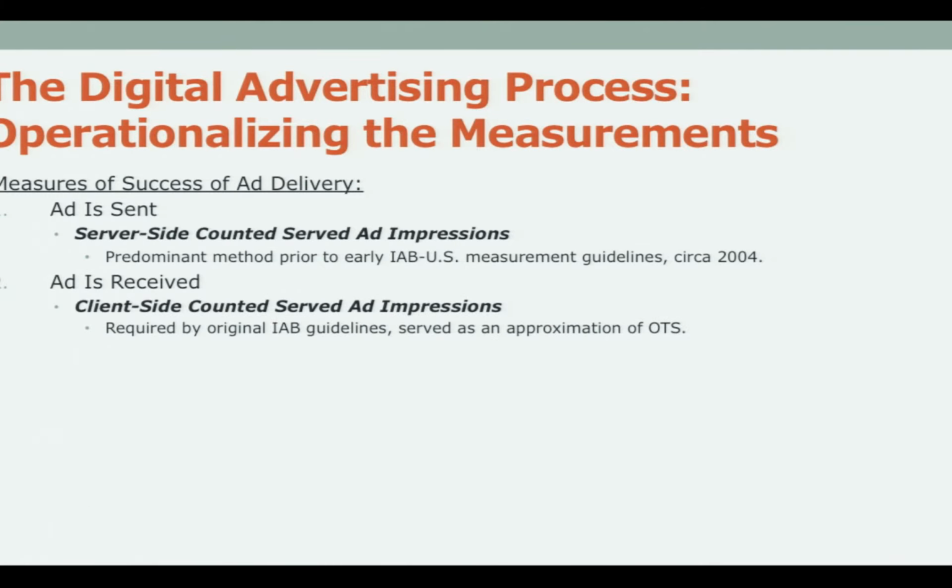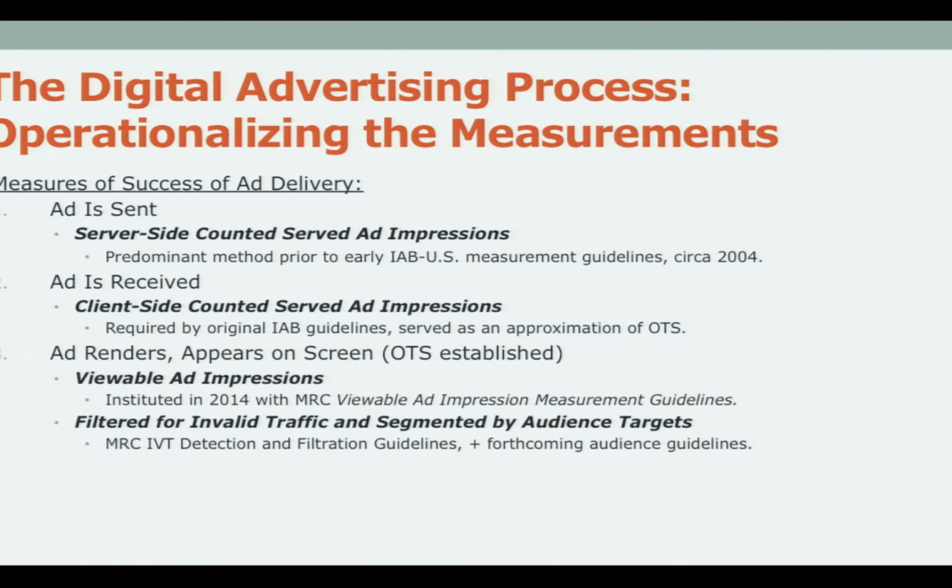Our work over the last 10 years or so with the IAB has been to move that point of measurement to what's called a client-side measurement, client-side served impressions. So basically what this means is that there's confirmation by the browser that the ad has actually been received by the browser. So you have greater assurance that the ad's reaching its intended destination. And where we're moving now is to viewable impressions. That the ad not only is received by the browser, but it actually renders and appears in a portion of the browser screen in which it can be seen.